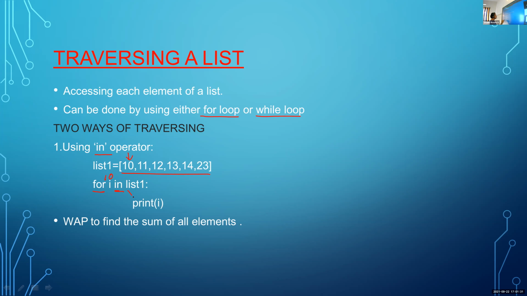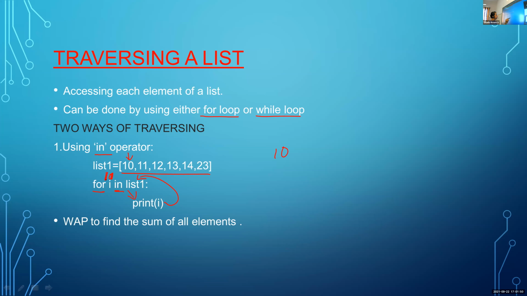Then it will execute the print statement. Print i means it will print 10. After that, the control moves to the next iteration of the for loop. So the first value is assigned, and after that, 11 is assigned to i.